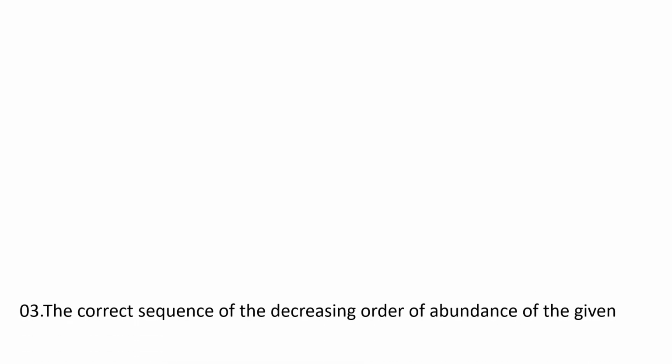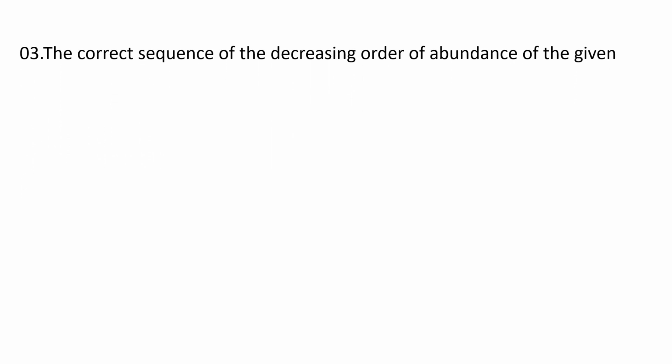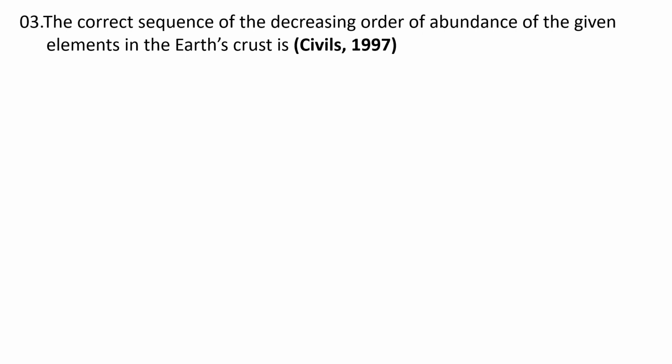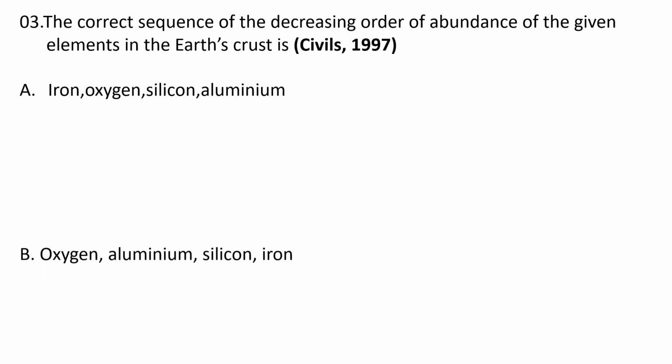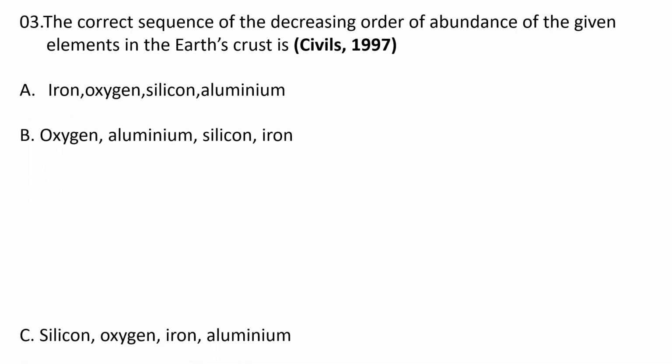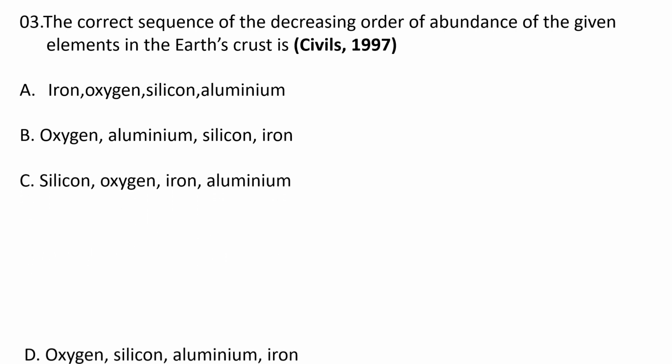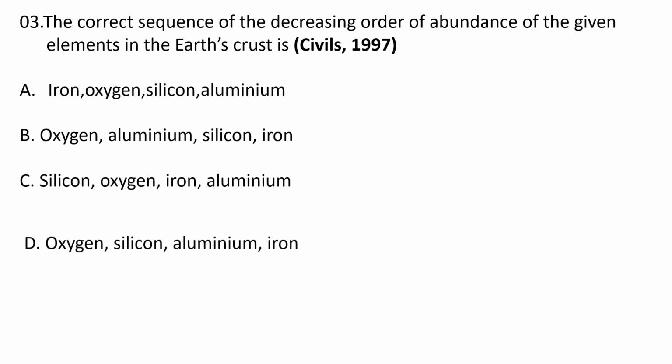Next question. The correct sequence of the decreasing order of abundance of the given elements in the Earth's crust is: So what is the decreasing order of the elements in the Earth's crust? A. Iron, oxygen, silicon, aluminium. B. Oxygen, silicon, aluminium, iron. C. Silicon, oxygen, iron, aluminium. D. Oxygen, silicon, aluminium, iron.